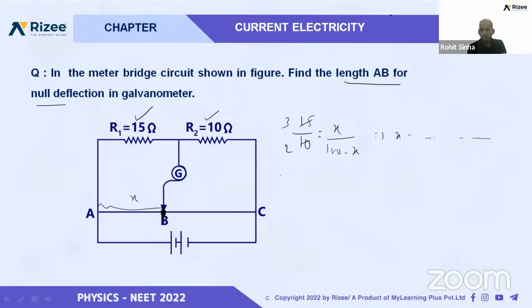Got it? Any problem? You can solve it now. What you will get from here? 300 minus 3x is equal to 2x. That means 300 is equal to 5x, so x is 60.